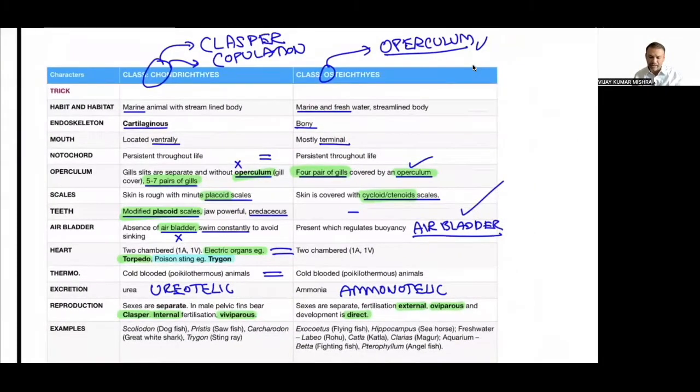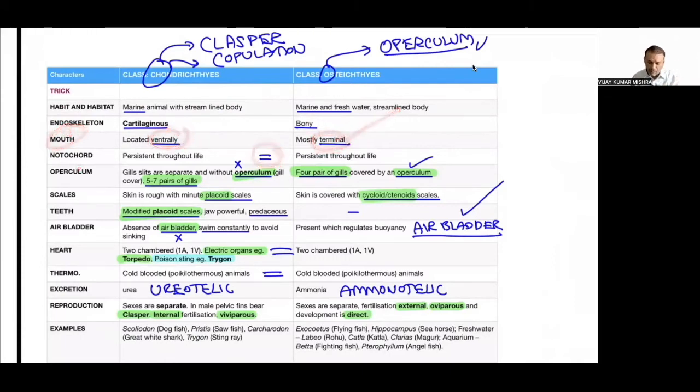Yes sir, here we go. The trick, we will publish the trick directly in the PDF form in the description box. Habit and habitat: they are going to be marine, streamlined body, but they are going to be found in marine as well as fresh water. Here endoskeleton, skeleton is a hard part of the body, it is made up of cartilage here, and here it is made up of bone. The mouth is going to be ventrally located, just now I showed you, and it is going to be terminal in position. Notochord is going to be persistent, it's a common point between both of them, but it is a point of NCERT, that's why I'm putting.